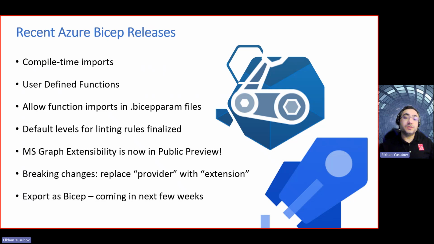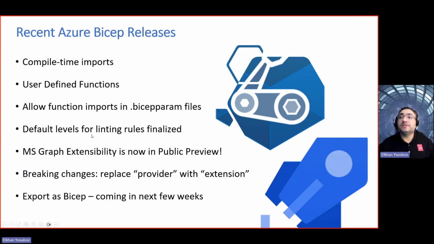Next thing is user-defined functions. User-defined functions are available for you in Bicep files, and they are separate from the standard Bicep functions that are automatically available within your Bicep file. You can create your own functions when you have complicated expressions that are used repeatedly in your Bicep files. Next, we have allow functions imports in Bicep param files, which got implemented.